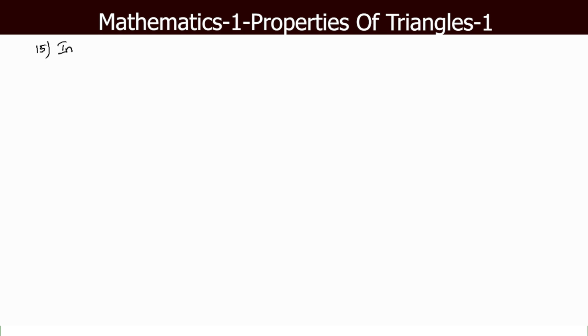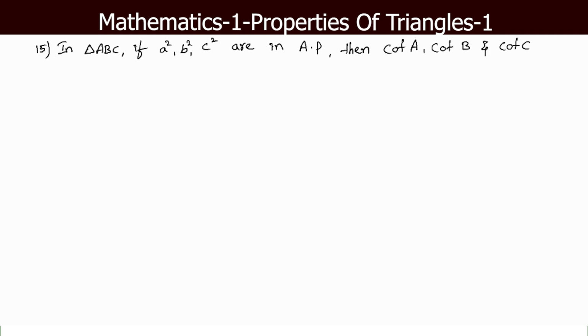Next, 15. In triangle ABC, if a square, b square, c square are in AP, then cot A, cot B, cot C are in: 1, GP, geometric progression; 2, arithmetic progression; 3, harmonic progression; and 4, here all the terms are equal.